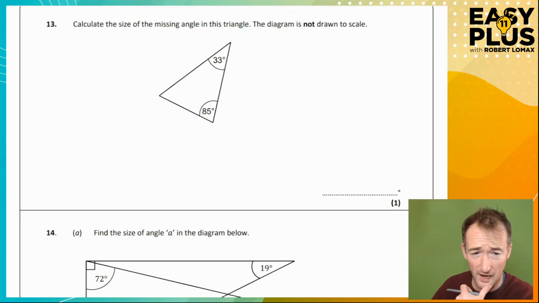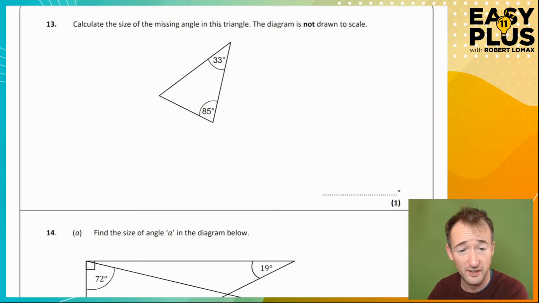What do we know about angles and triangles? If you know the key fact here, this is really easy. If you don't know the key fact, then you won't get it. So what is the key fact? Let's make this complicated, just for the sake of teaching you something. Let's imagine a right angle triangle for a moment.